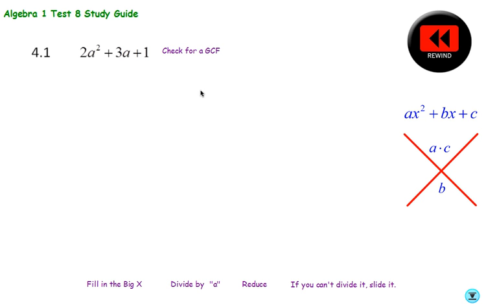Now if I look at this, I say, well, is there a number that goes into 2, 3, and 1? Well, there's not. So on this one, there is not a greatest common factor. So that's why we say check. Maybe it's there, maybe it's not.